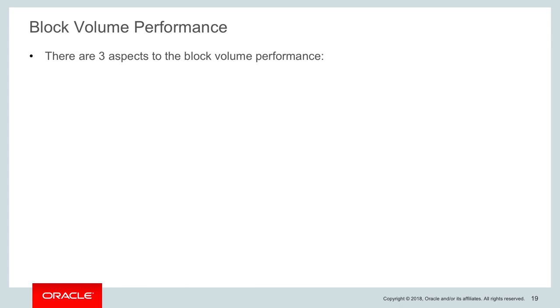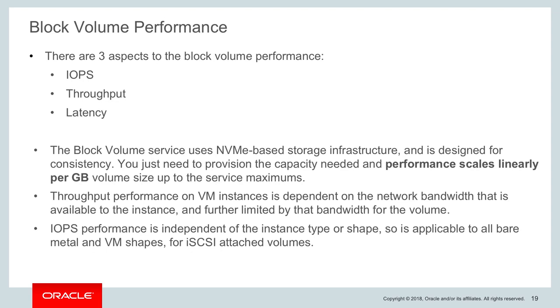All right, so let's talk about block volume performance. There are three aspects of block volume performance that all customers will look for. The first one is IOPS. They want to understand how many IOPS they can get on the device, the throughput on the disk, and latency as well. Those are the three aspects you're going to see.